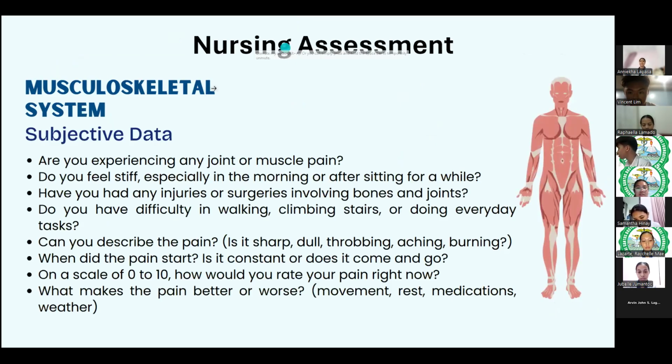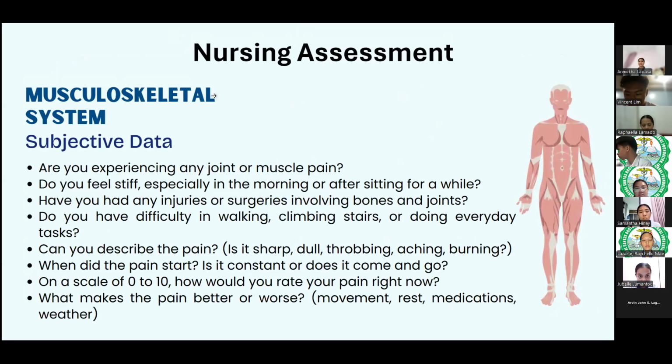So, for our nursing assessment of the musculoskeletal system, our subjective data would be: Are you experiencing any joint or muscle pain? Do you feel stiff, especially in the morning or after sitting for a while? Third, have you had any injuries or surgeries involving bones and joints? Fourth, do you have difficulty walking, climbing stairs, or doing everyday tasks?